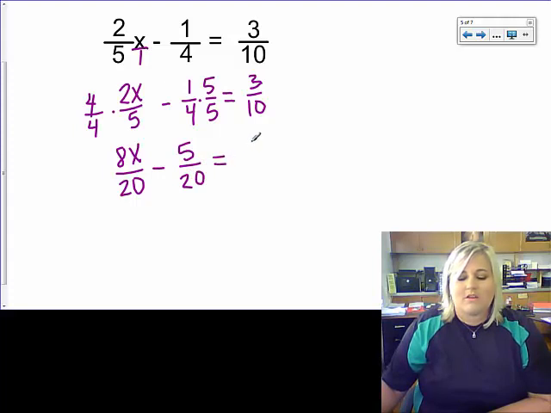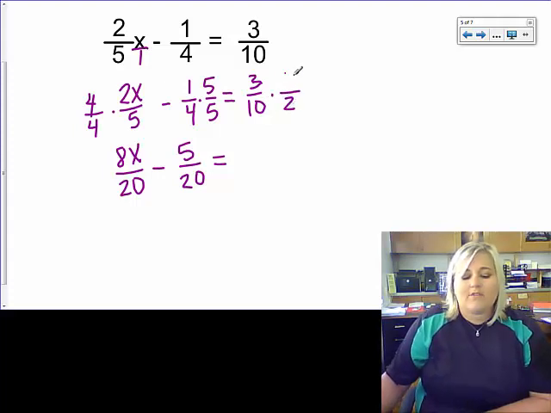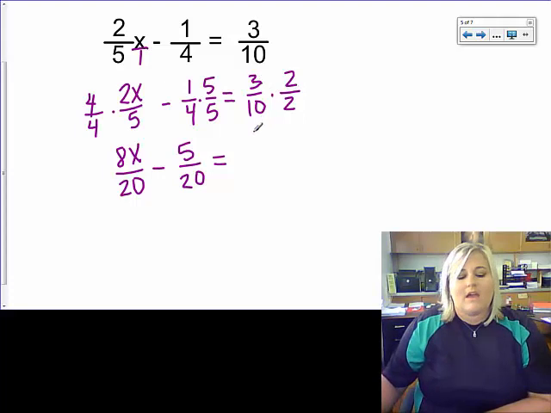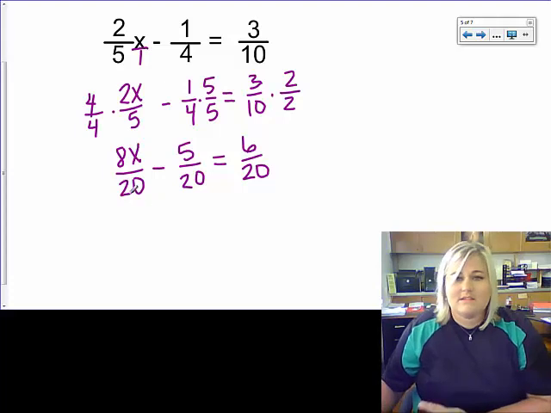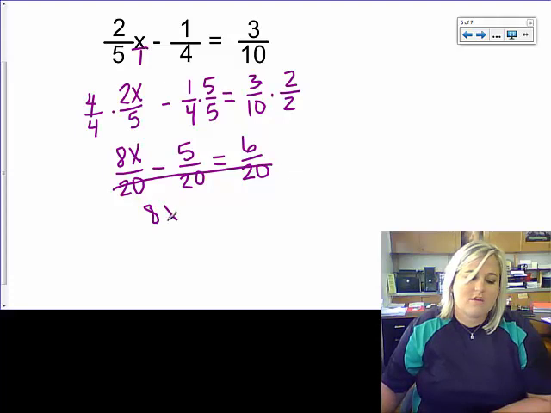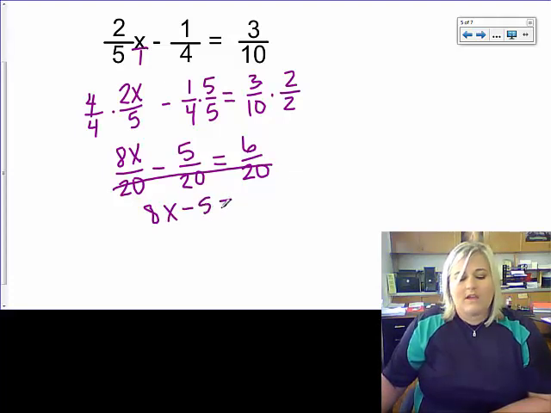Equals, to get 3/10 to have a denominator of 20, I must multiply that 10 by 2, and what I do to the bottom, I must also do to the top. So I have 3 times 2 is 6, over 10 times 2, which is 20. Now, do I have a common denominator? Yes. Is my variable in the numerator? That means it's on top. Yes. Once that happens, I can eliminate that denominator. So I have 8x minus 5 equals 6.